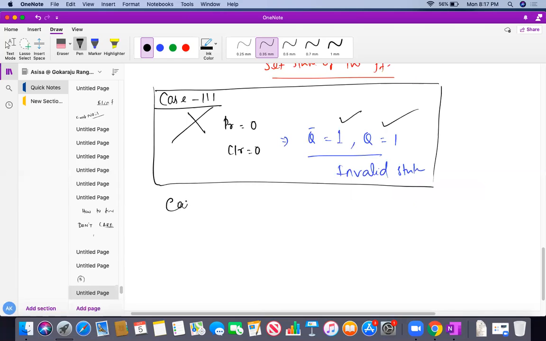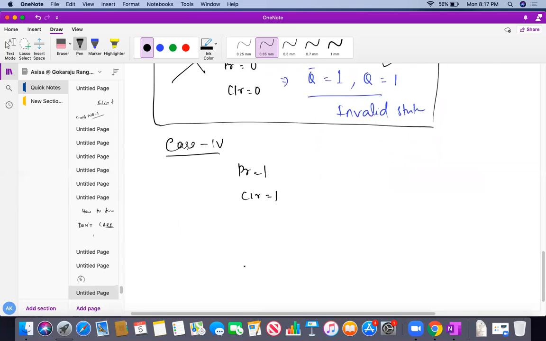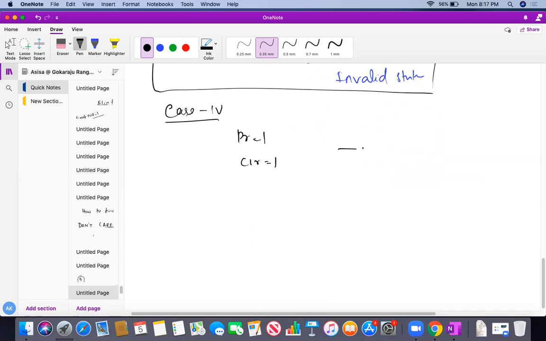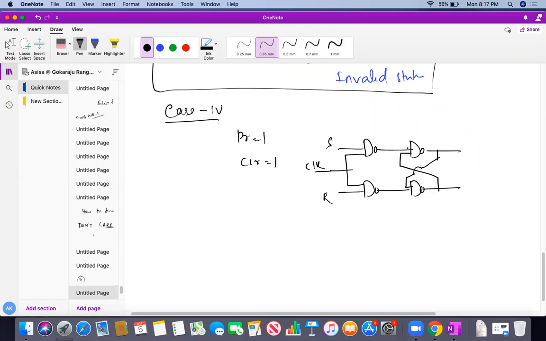Okay, next case 4. So what is case 4? Case 4 is preset equal to 1 and clear equal to 1. Now tell me, if preset equal to 1, clear equal to 1, what will happen? Try to understand. So this is also very important. That's why I'm drawing again, students, for you. So this is my thing. Please try to understand. If you are not getting it, please unmute and ask me, because this is very important. I'm explaining today. So this is my clock. Okay, this is my S, R, this is my preset, and this is my clear. Okay, so this is my Q, Q bar.